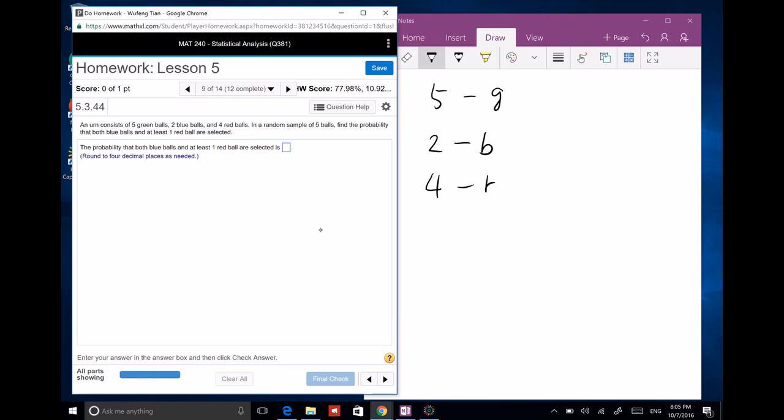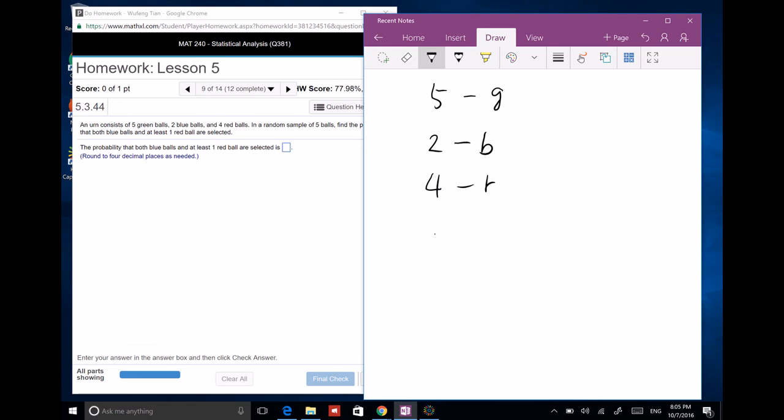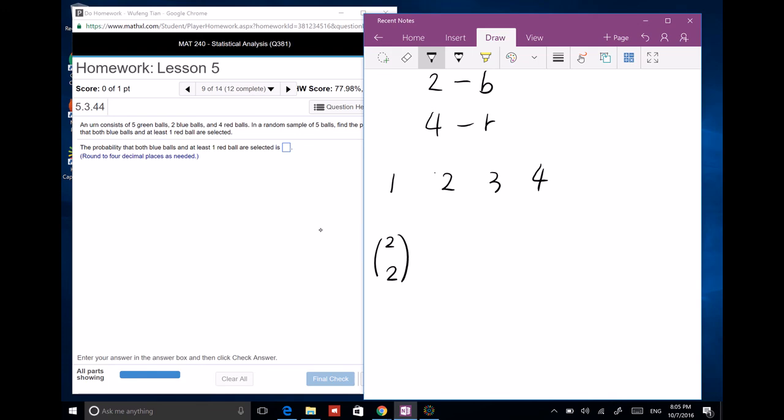you got 5, right? 5, at least 1 is selected. So at least 1 means 1, 2, 3, 4, because that's the total thing, right? So now we have both blue will be selected. So we have all of 2 blue, and at least 1 red. So the 1 red selected from how many red we have? 4 red balls we have. So select 1 from 4.